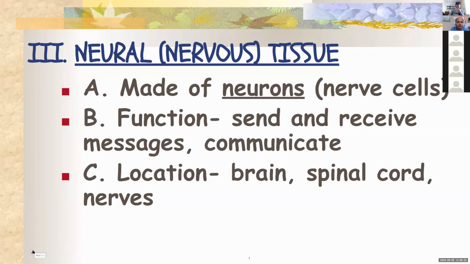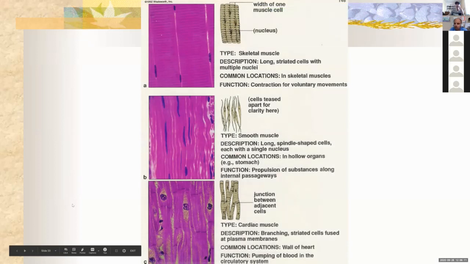Now, the last type of tissue we're going to talk about is muscle tissue. And it comes in 3 different types in the body: skeletal muscle tissue, smooth muscle tissue, and then cardiac muscle tissue.